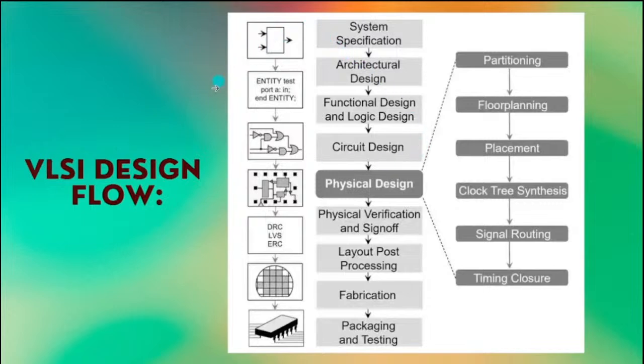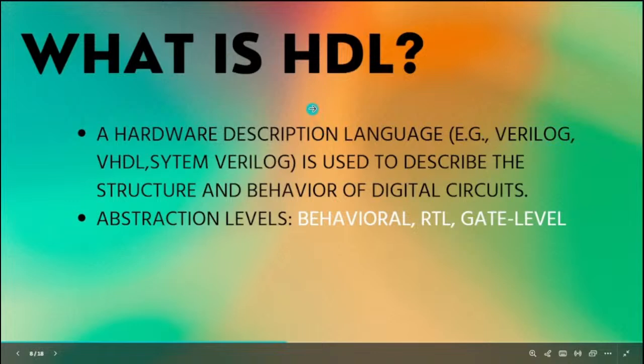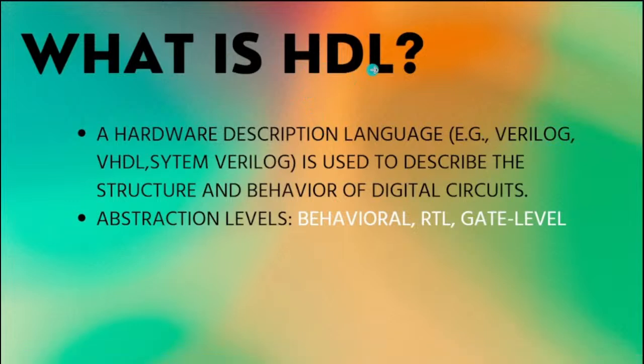So this is the design flow of VLSI. Let's move on to HDL. We know that HDL is nothing but a hardware description language, used to write structural or behavioral descriptions of digital circuits. So it's nothing but RTL code, register transfer level code. We can write this hardware description language by using Verilog, SystemVerilog, and VHDL.